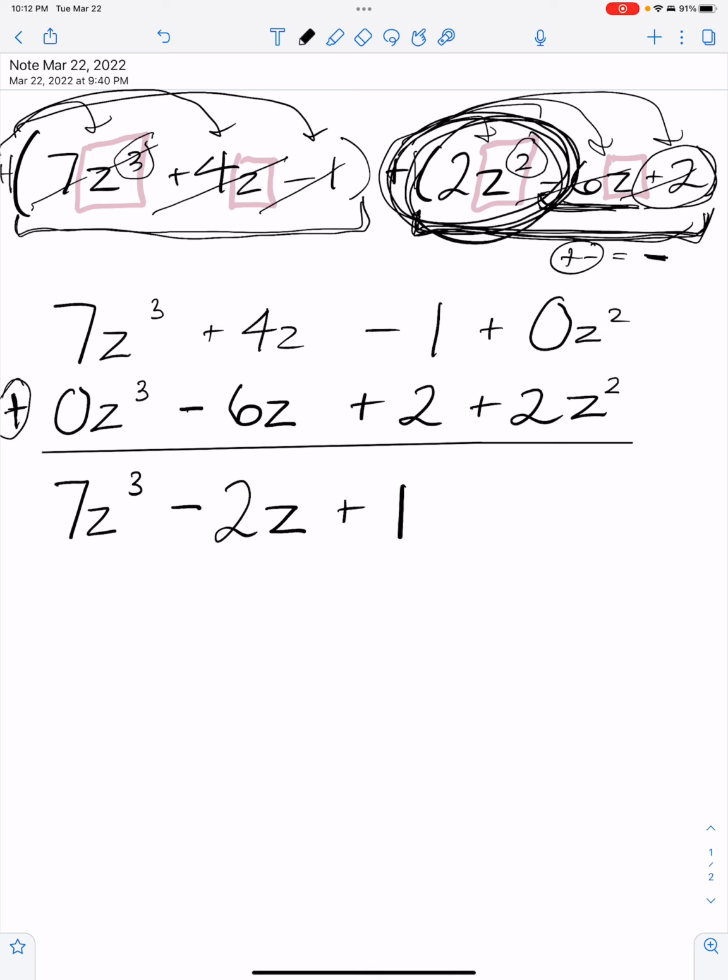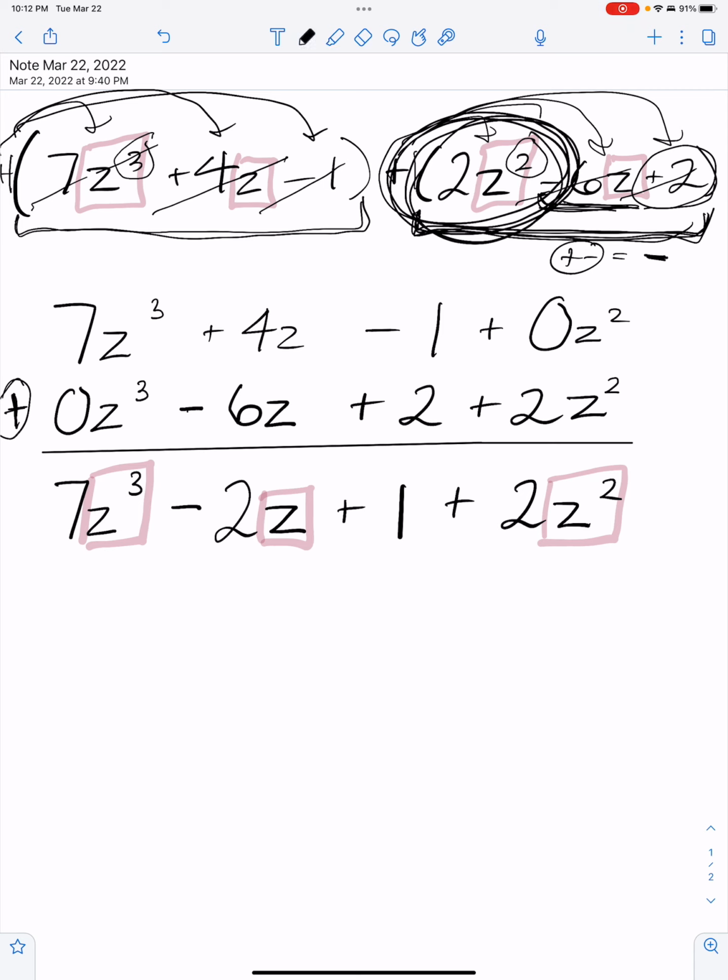And then here we have 0z squared plus 2z squared. Again, when you add a 0 of anything to a term, it's going to remain exactly the same. So this remains our 2z squared. There we go. We're almost done now. And we can see that everything is different bases. We have a z cubed, a z, and a z squared. And they're all different bases, so we know that we can't combine anything more.